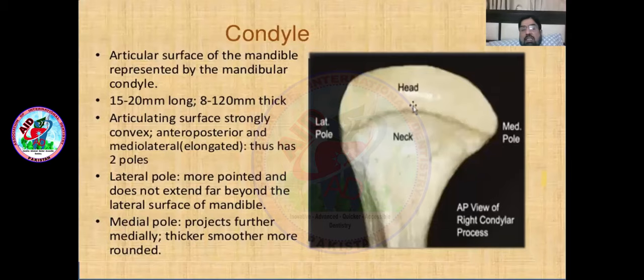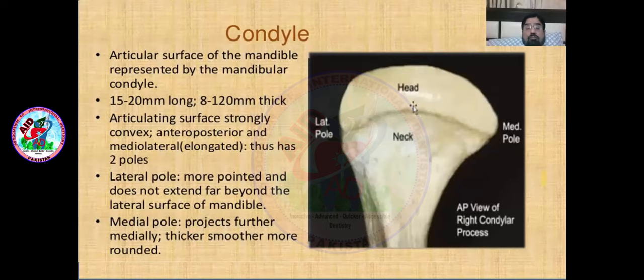Now you see in slightly more detail that this is the lateral pole and this is the medial pole, and this is generally 10 to 15 mm long. On average, this area is slightly conical on the medial side and slightly flattened on the lateral side, and the articular surface is strongly convex anteroposteriorly and mediolaterally. Thus it has two poles, what is called the lateral pole and the medial pole. The lateral pole is more pointed on the posterior aspect and does not extend, but the medial pole projects forward and is thicker, smoother and more rounded.